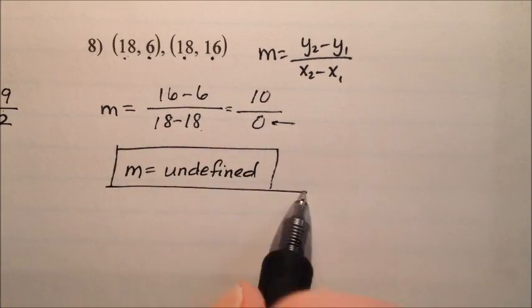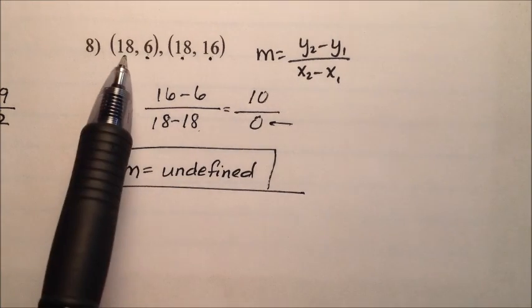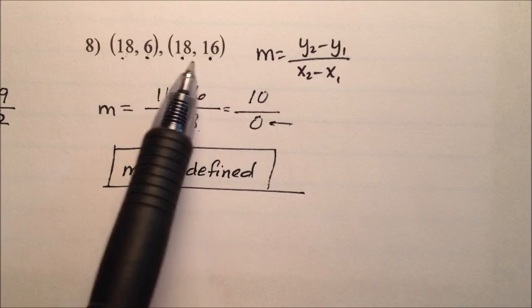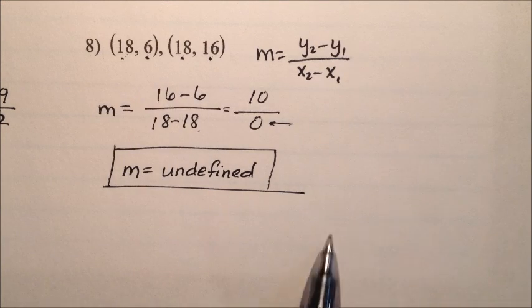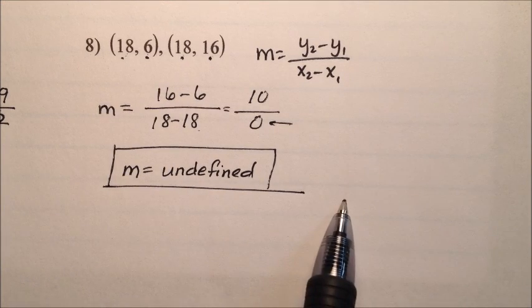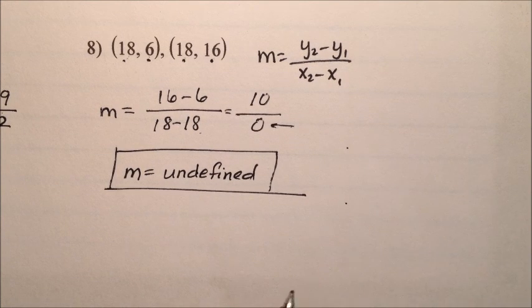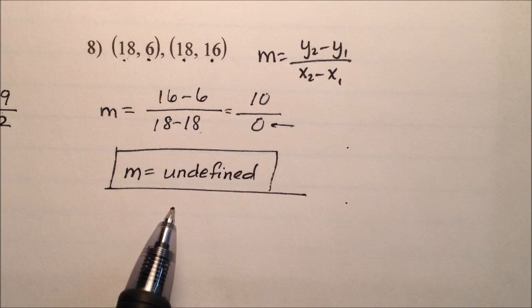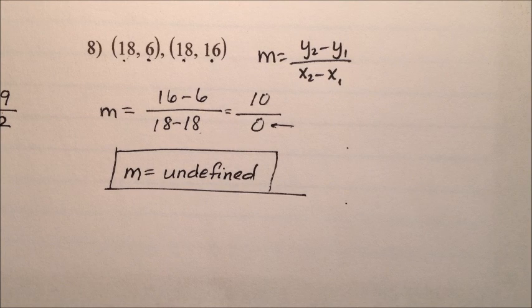If you were to look at these points a little more closely, 18, 6 and 18, 16, these 2 points are just going to be right on top of each other, vertically speaking. So they would create a vertical line. And if you recall from number 3 that we did a little bit ago, all vertical lines have a slope that's undefined. So for number 8, m equals undefined.